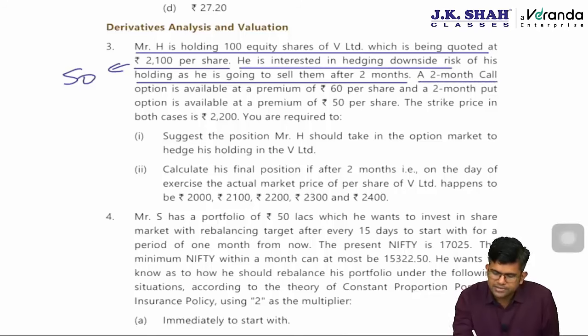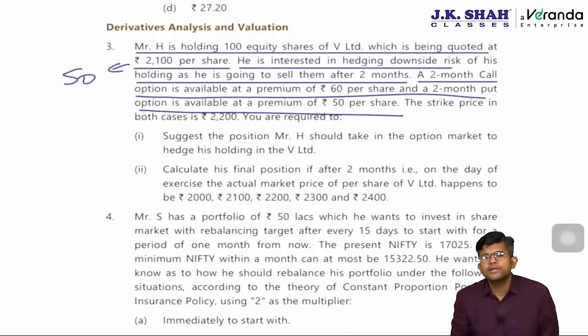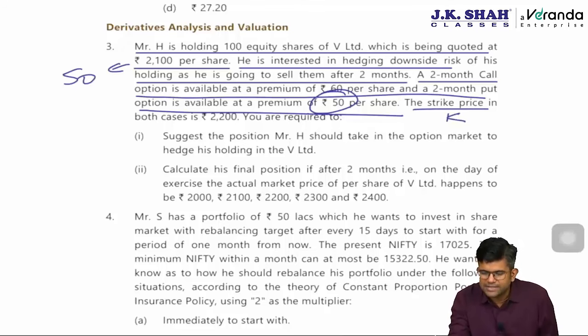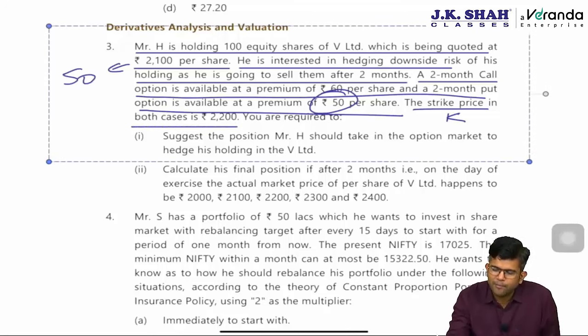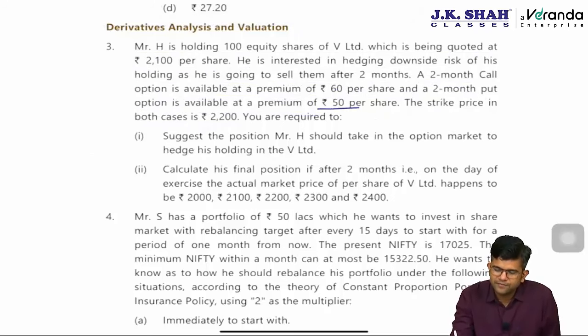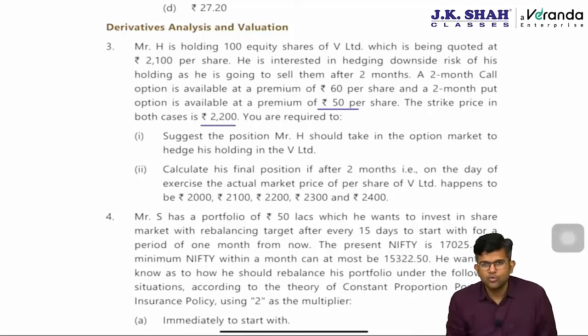A 2-month call option is available and a 2-month put option is available. So students, which option do you think we should go for, call option or put option? Of course, we should go for a put option. Why? Because students, you already have the share. Your risk lies in future selling of the share, and which option gives you a right to sell? Put option, right? And what is this 50? 50, do you realize, is the premium that you have to pay for the put option. The strike price, which some people call X, some people call K, in both cases is 2,200, which means if you buy a put option today at the rate rupees 50, it gives you a right to sell the share at 2,200, correct?